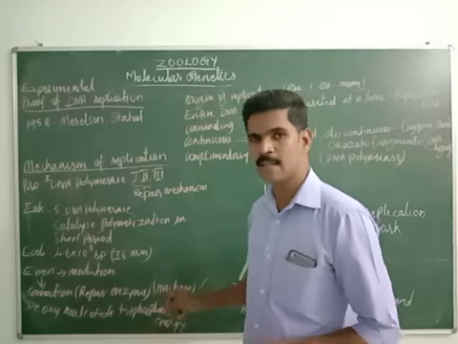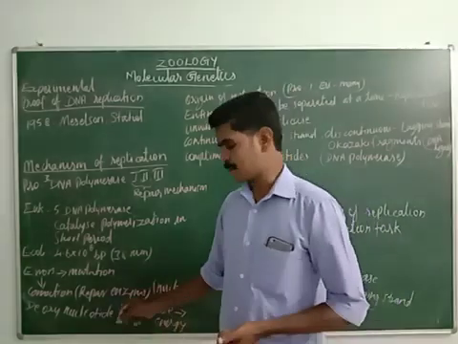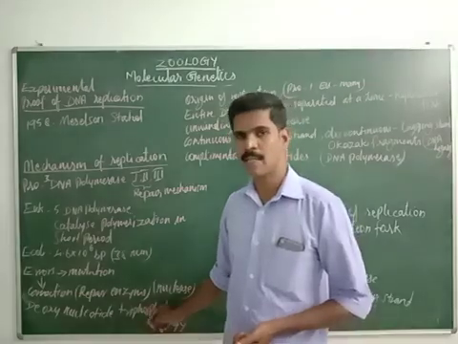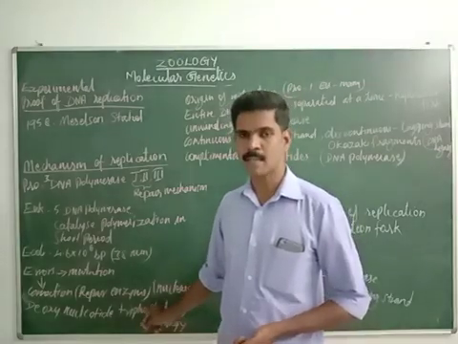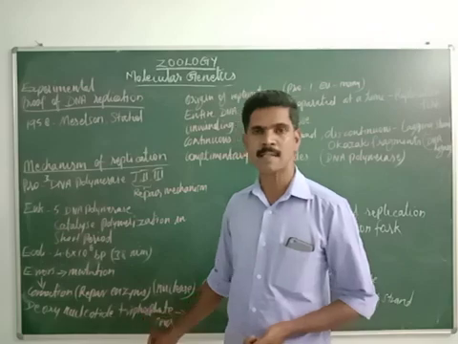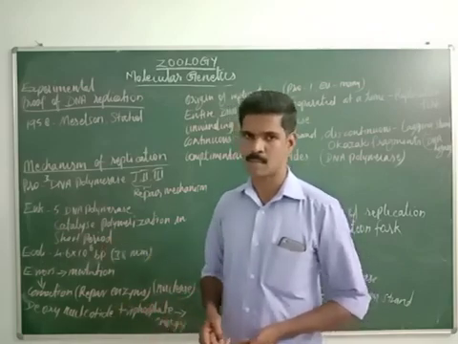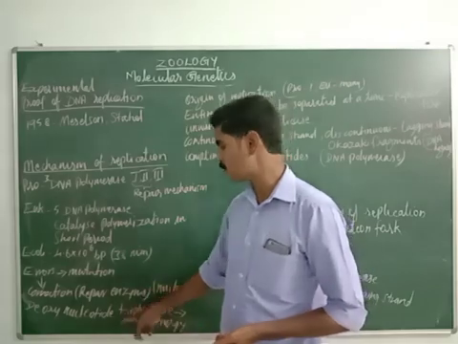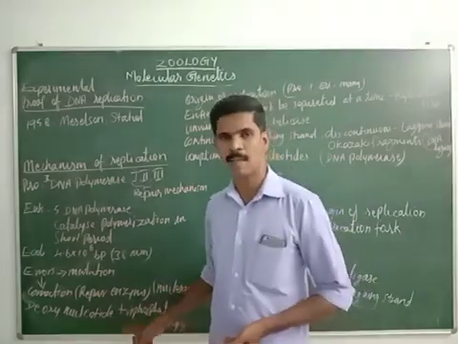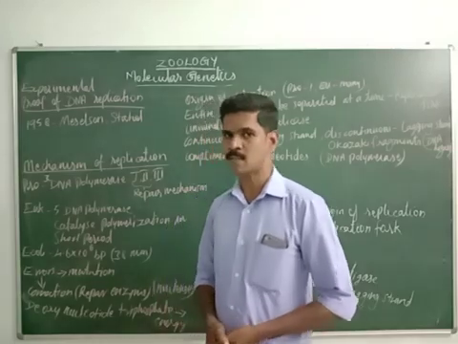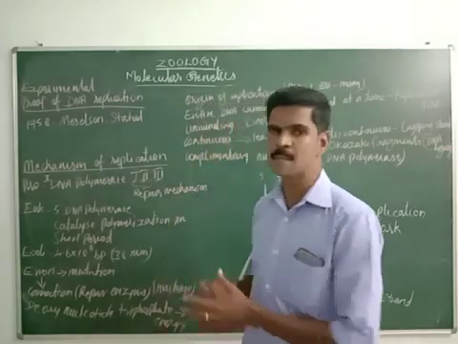Then the next point is, what substance? Deoxynucleotide triphosphate. This substance only gives energy for the replication process. So it's one of the very important one-mark questions. Deoxynucleotide triphosphate only gives energy to the replication process. Hope you all understood all these points.